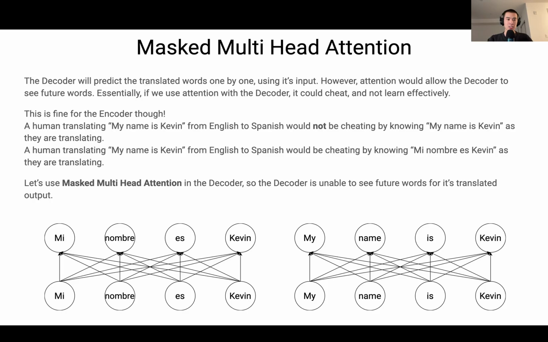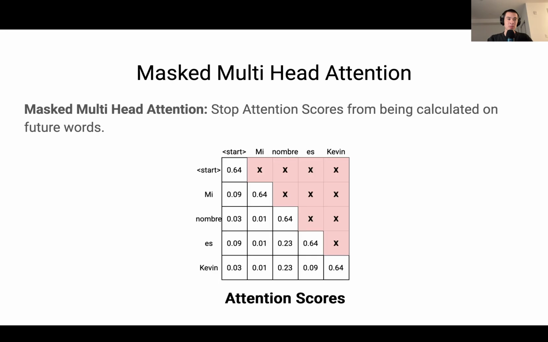Let's use masked multi-head attention in the decoder so the decoder is unable to see future words for its translated output. So masked multi-head attention stops attention scores from being calculated on future words. I think this picture or diagram is really good at explaining things.